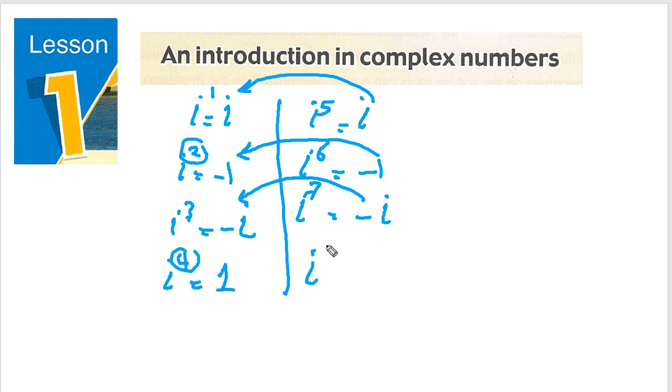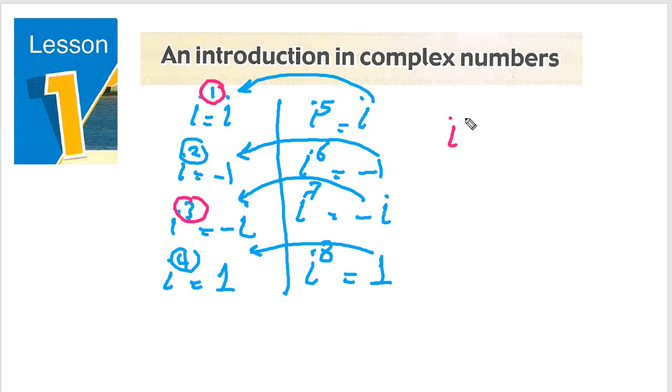And I to the power 8 will be I to the power 4 times I to the power 4. Then it will be 1. Oh, all the numbers here repeat after 4. Then it will be I, negative 1, negative I, and 1. But if you are going to simplify these, you will say I to the power 1 here. This is an odd number. 1 is an odd power, and 3 is an odd power.